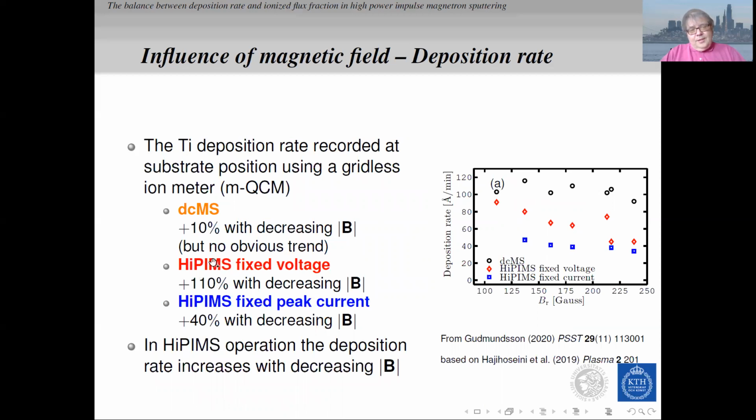We look at the HIPIMS case in two different cases, where we fix the voltage and vary the current to keep the power fixed, and the other case where we fix the current and vary the voltage to keep the power the same. So if we fix the voltage and vary the current, we see that the deposition rate increases as we lower the magnetic field. And the same happens when we fix the peak current and vary the voltage. So in both cases, as we lower the magnetic field, we increase the deposition rate, and it is significantly more in the fixed voltage case.